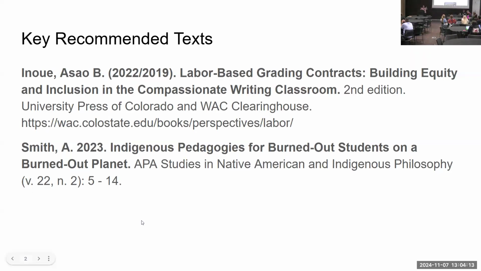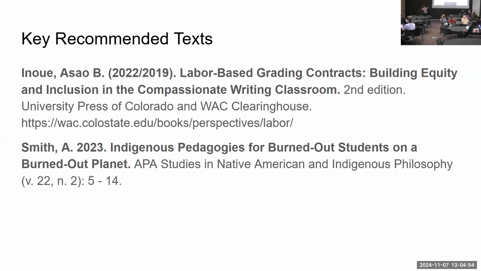So, two recommended texts. I just wanted to highlight these because I really like them. Asao Inoue's book is available online. If you do a search for Inoue and labor-based grading contracts, it'll come up. This is not about mental health accessibility or disability in general, but it's something that I think is really worth looking at. Inoue has a new book as of 2023 that is specifically about grading for anti-racism with consideration of disability as well. But I haven't had a chance to read through it yet, so I didn't add that one.